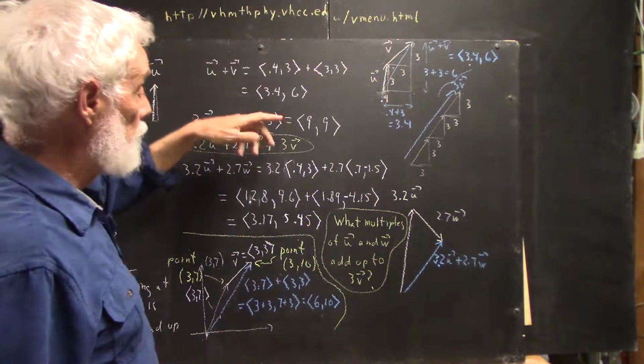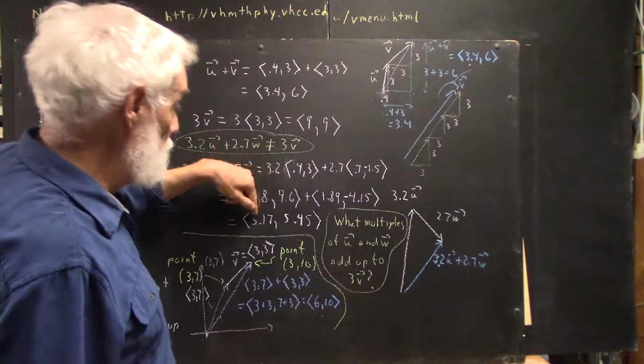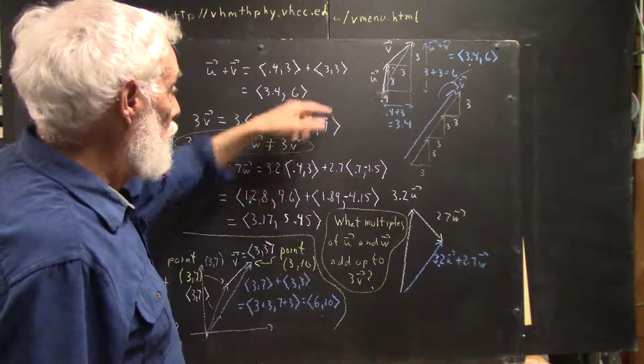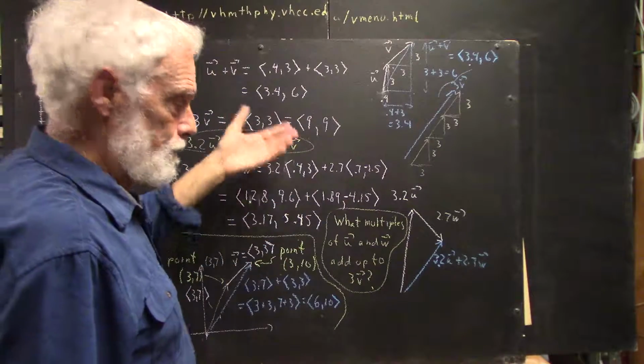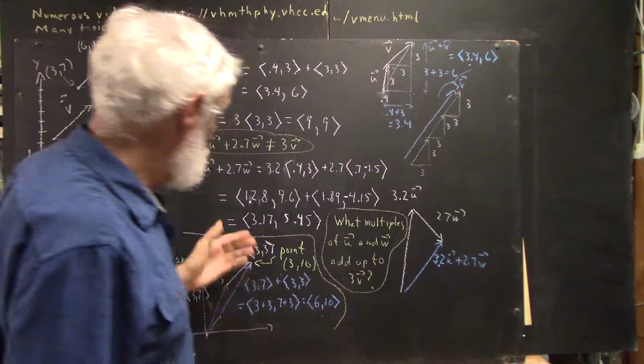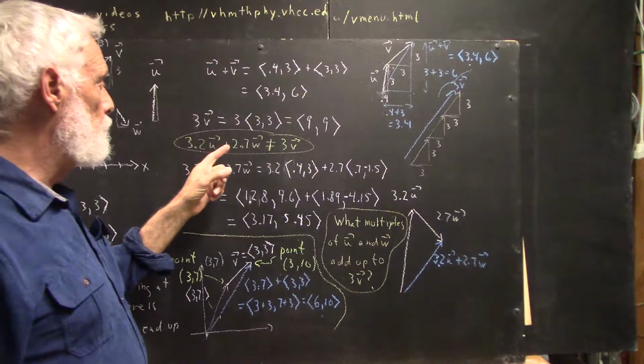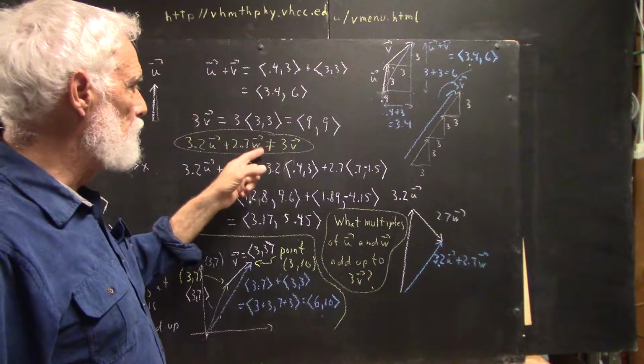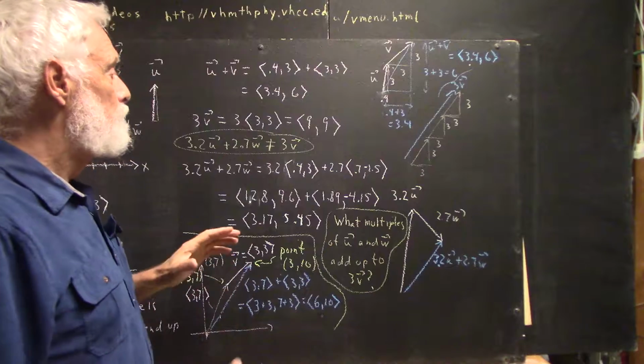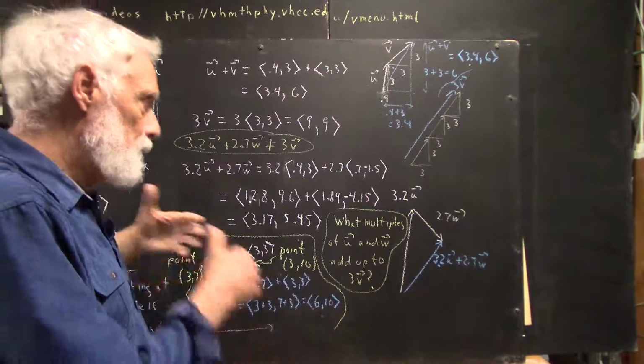However, the 3v vector moves us over 9, so we missed that by a mile. And up 9, well, we missed that one by half a mile. So we didn't do very well. So 3.2u plus 2.7w is not equal to 3v. Now again, that's from a previous picture.